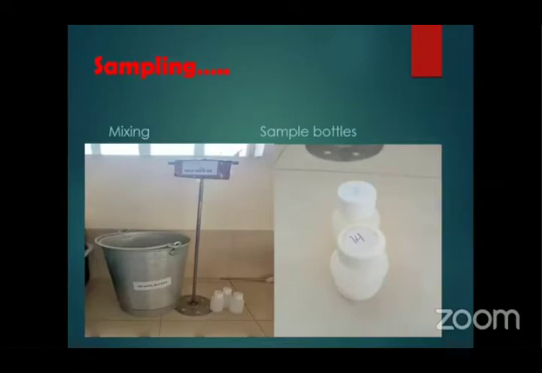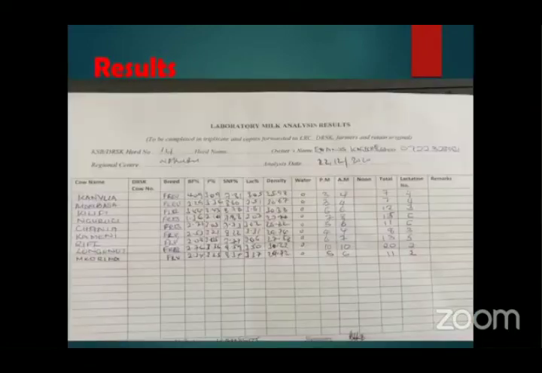Then as you can see there on the right, the sample bottle has a label. And this marking, as we are going to see in the form, links the sample to the animal. And as we are going to see in the form, there are several modes of providing this. For example, you can see the one on the right there is 14. Others put the cow names there.